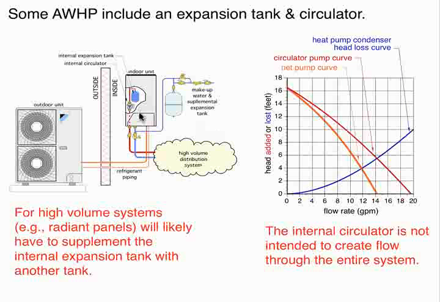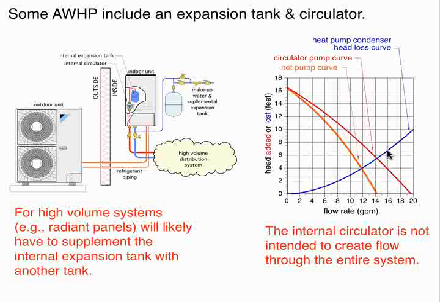The other thing I want to mention is don't assume that the circulator that is built into that unit can suffice to push fluid through an entire distribution system, especially if it's an extensive radiant panel system. We like to talk about the net pump curve. If we look at that circulator, and these are typical circulators, small wet rotor circulators, the red curve here would represent the pump curve of the circulator.